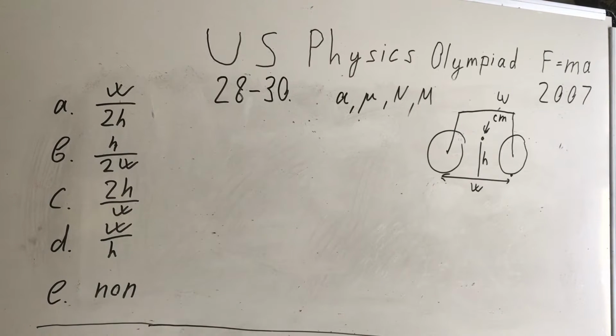Problems number from 28 to 30. We have 3 problems in a row which are connected to the same picture. So first problem. We have a simplified model of a bicycle of mass m.